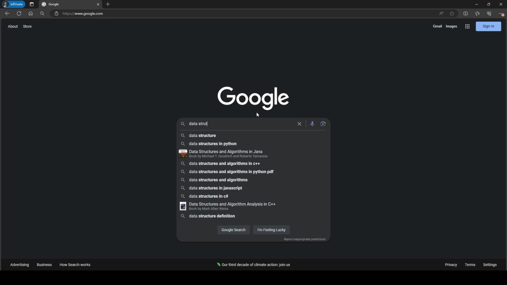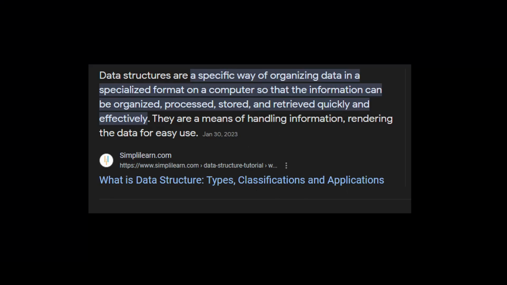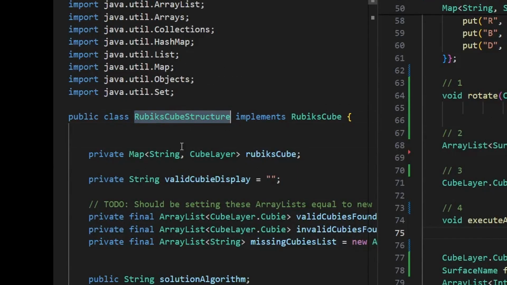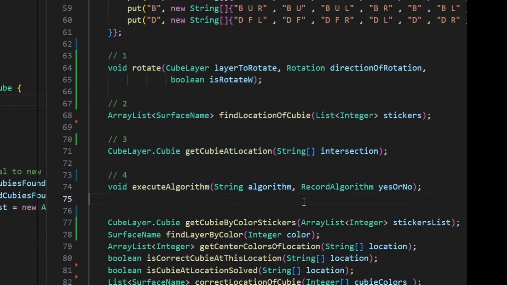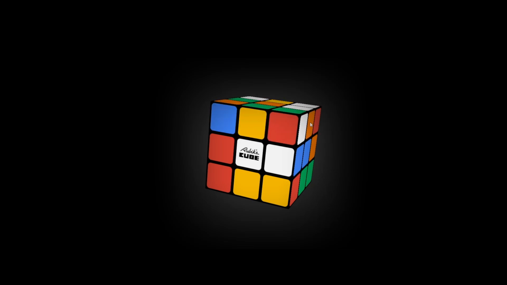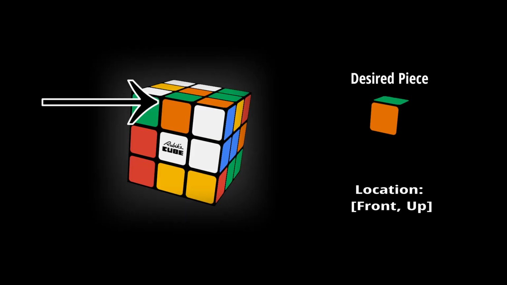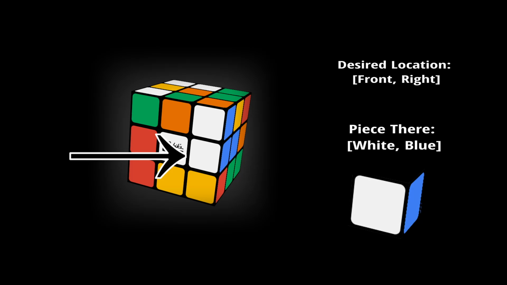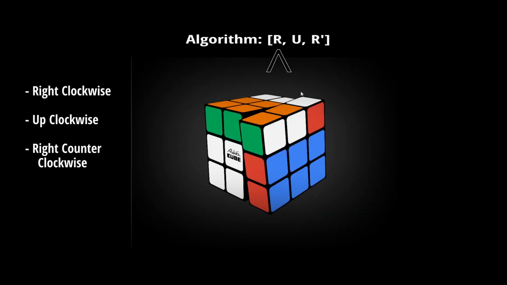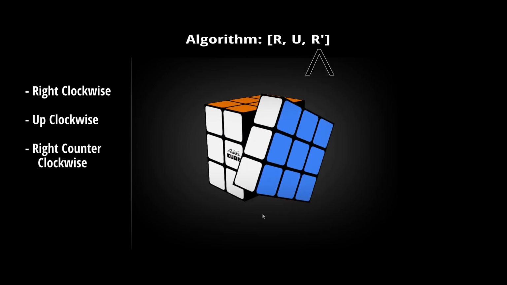The first thing that we need to get the app to work is a data structure to model the cube and its physical behavior and properties. The name that I chose for my data structure is the Rubik's Cube structure. There are four main actions that you can perform on a physical cube that the data structure and code must also be able to mimic. These actions are rotating a specific layer of the cube, identifying a specific location of a desired piece, identifying what piece is already at a desired location, and finally, executing a given algorithm.